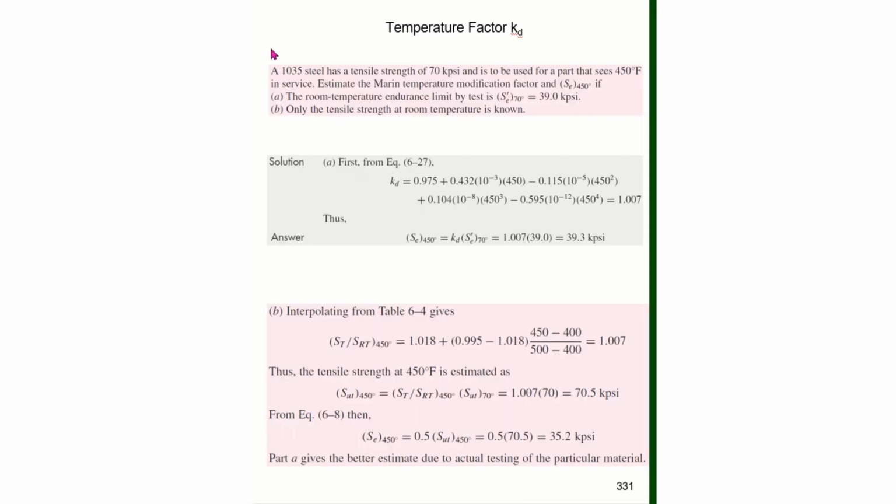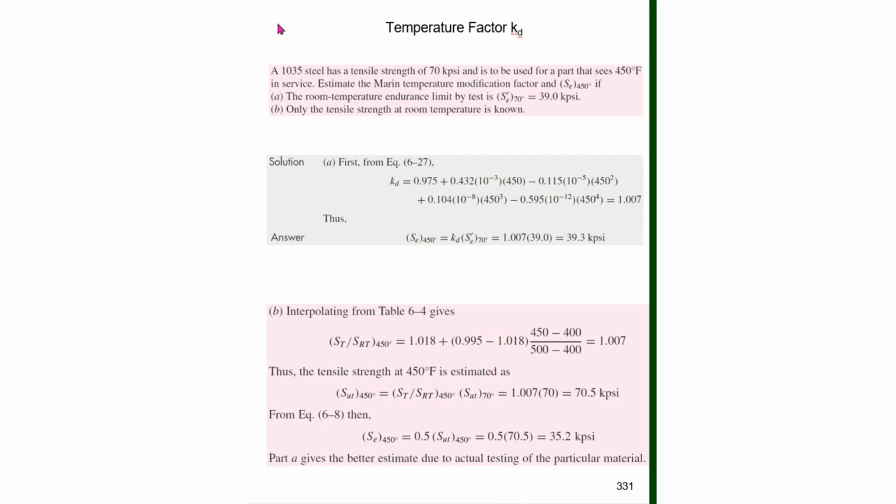So here we have a 1035 steel, has a tensile strength of 70, and it's to be used for a part that sees 450 F. Estimate the temperature modification factor and SE at 450. A: If the room temperature endurance limit by test is 39, so that's SE prime is 39, and B: only the tensile strength at room temperature is known.